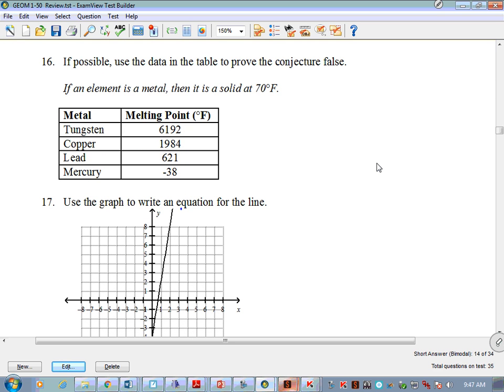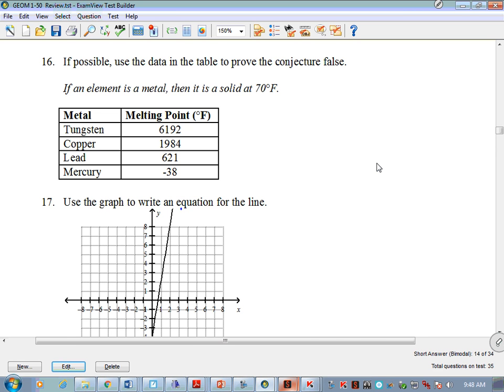Counterexample time. If possible, use the data in the table to prove the conjecture is false. If an element is a metal, then it is solid at 70 degrees Fahrenheit. We need something that is a metal but is not solid at 70 degrees Fahrenheit. Tungsten's obviously a metal. It is solid because it doesn't melt till 6,192 degrees. Copper is a metal, but it doesn't melt till 1,984 degrees, therefore it's solid at 70. Lead is a metal, but it's still solid at 70 degrees because it doesn't melt till 621 degrees. Mercury is a metal, but it melts at -38 degrees, therefore is it solid at 70 degrees? No, so Mercury is a counterexample.